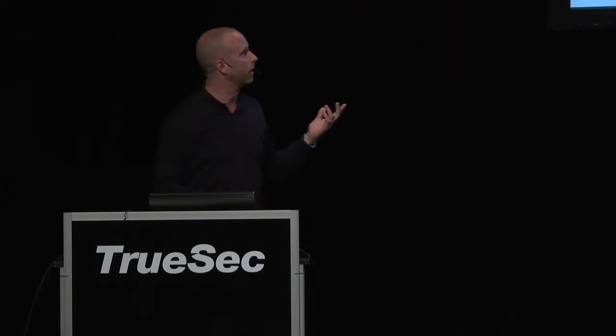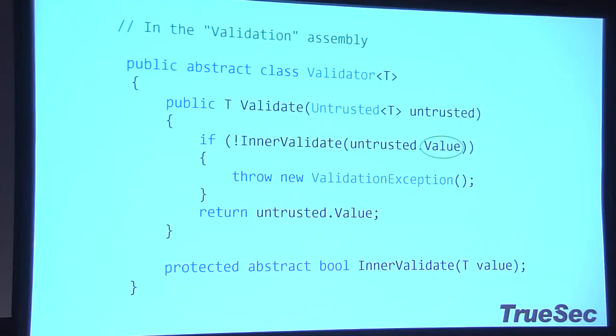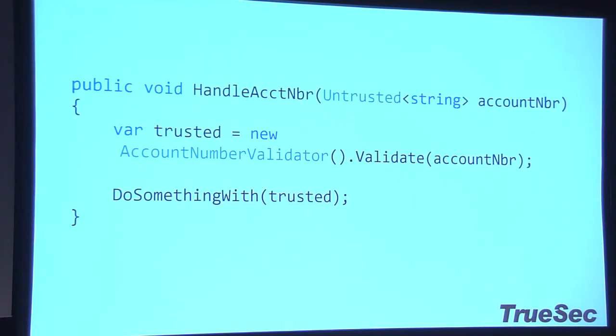So then meanwhile in the validation assembly, we can write a validator that looks something like this. You have a template method that does a validation. If it's not valid, you throw an exception, or you return the value. Because then validation has been performed, you pull out the trusted value and return it. So implementers of a validator will then implement the inner validate method. Here you see that we can actually have access to that private value, right? Because we're in the validation assembly, and the internals of the other assembly were visible to this.